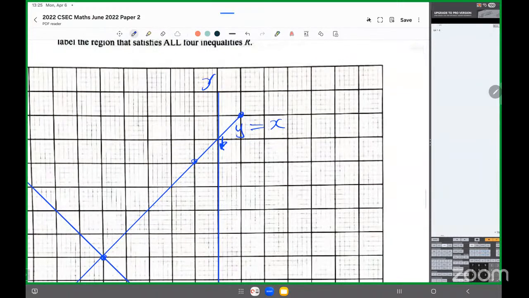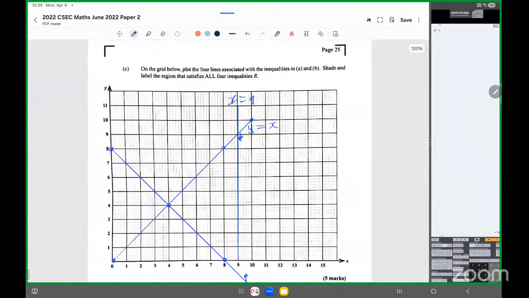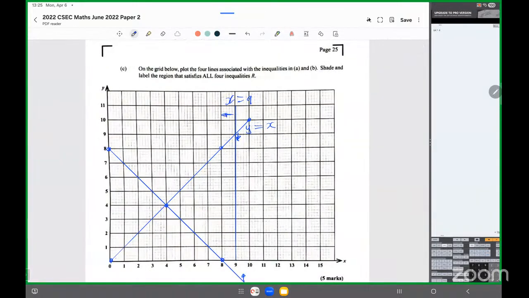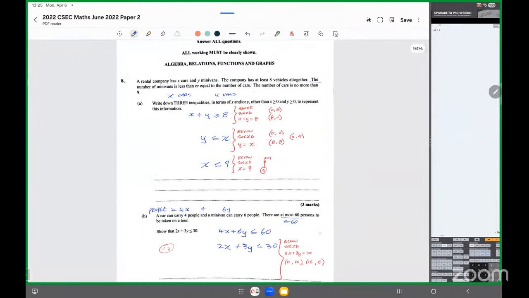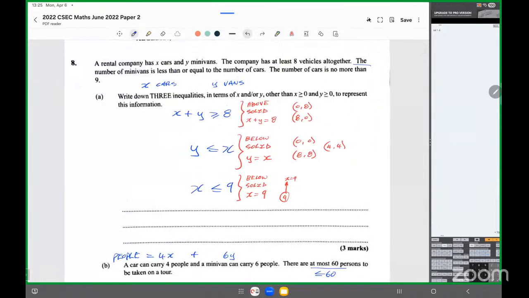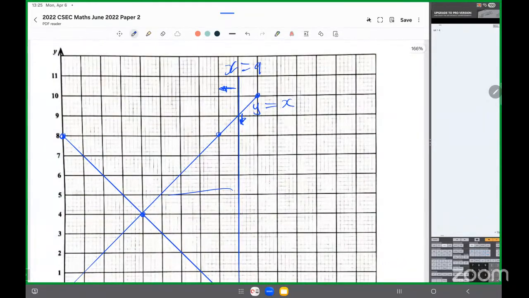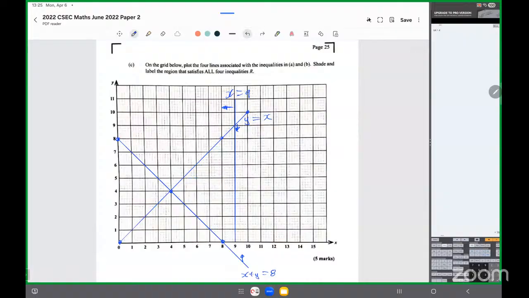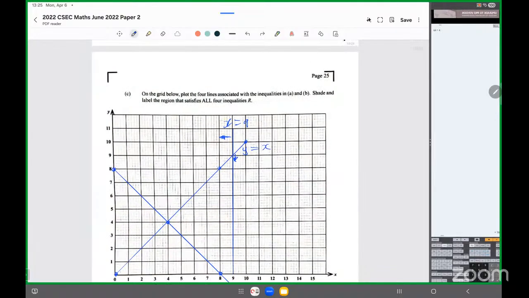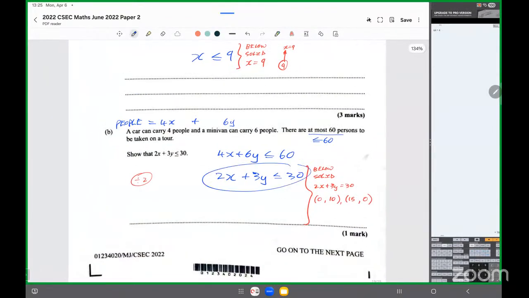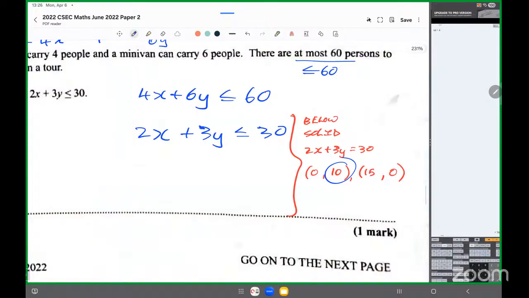Label the line with the equal sign: x equals 9. And I want below this line, meaning I want to the left of this line. Below a vertical line is to the left of it, because over here, x values are less than 9. So the region that I want is somewhere inside here right now. I have one more line to put in, which was this one. That line crosses the y-axis at 10 and the x-axis at 15. 0, 10 is on the y-axis, and 15, 0 is on the x-axis.